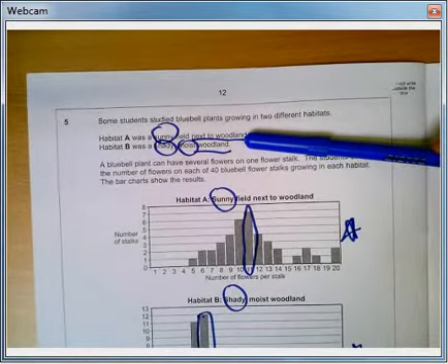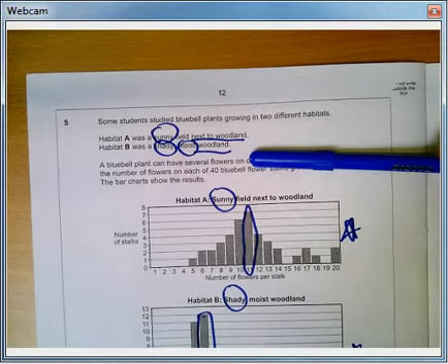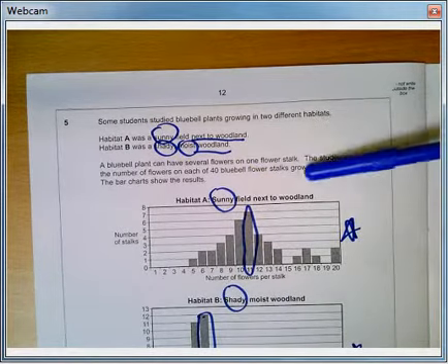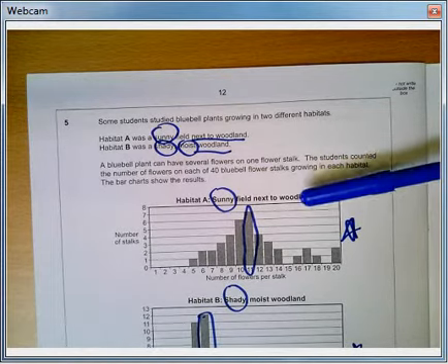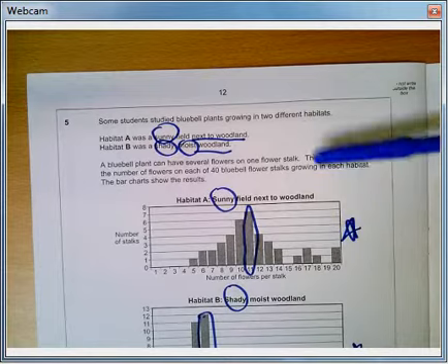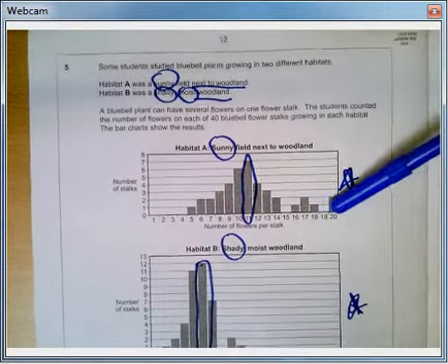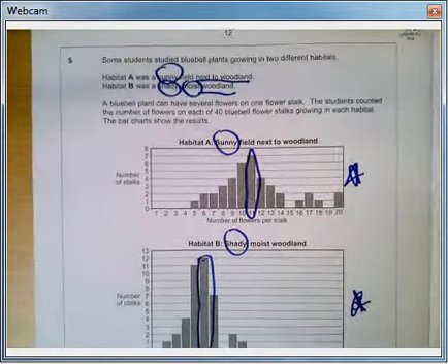So you can see that habitat A was a sunny field next to a woodland, habitat B was a shady, moist woodland. Okay, and they're counting the number of bluebell flowers that actually grow on each stalk. So the number of stalks against number of flowers per stalk. Okay, so you can see the charts over here. So we've got number of flowers per stalk across the bottom, and we've got number of stalks across the top.